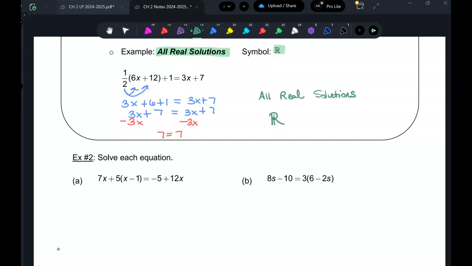If it's all real, then you put a capital R with an extra line on the left side.